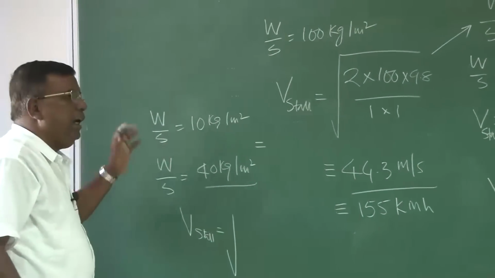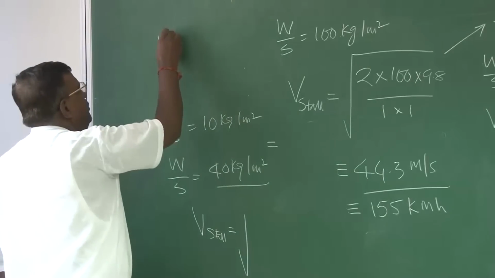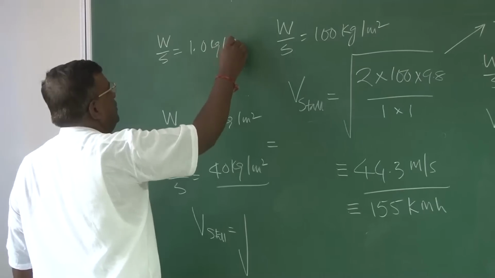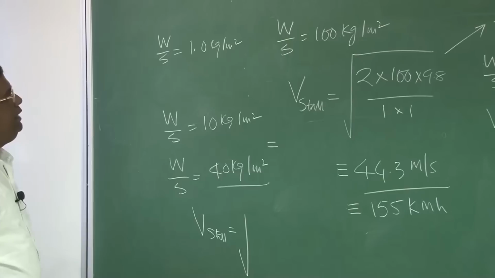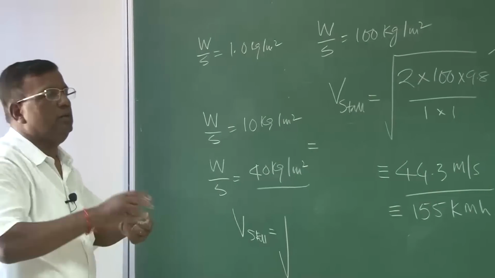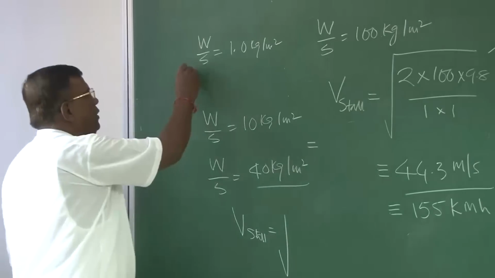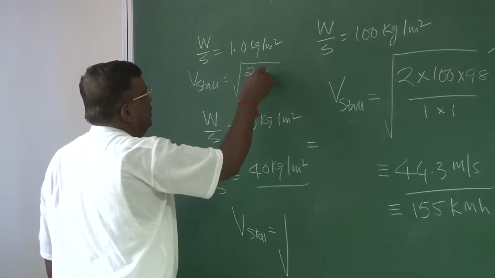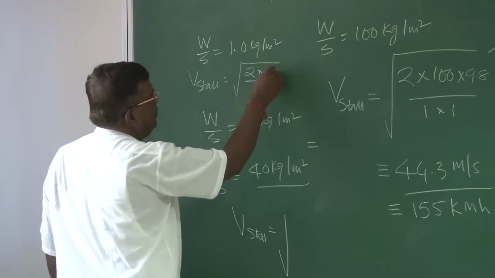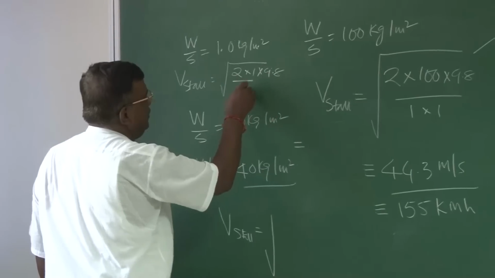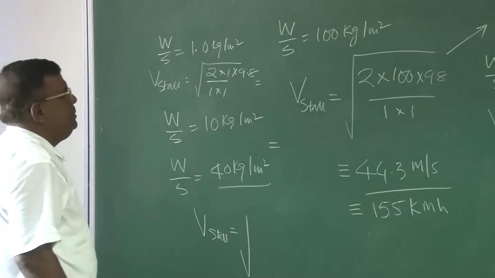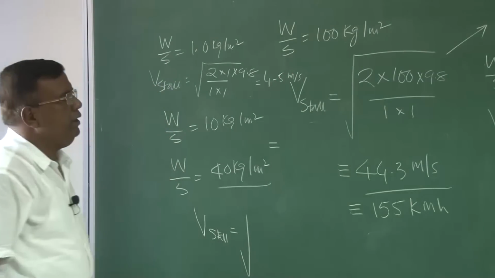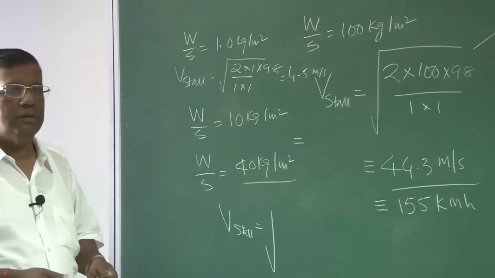If I now go to typical aero model, for aero model, W by S is of the order of 1 kg per meter square, smaller one I am talking about. If it is 1 kg per meter square, typical aero model which you know, it just takes off, what will be V stall? V stall will be under root 2 into 1 into 9.8 by 1 into 1. This is how much? 4 to 5 meter per second. That's why it is so easy to fly such machine.